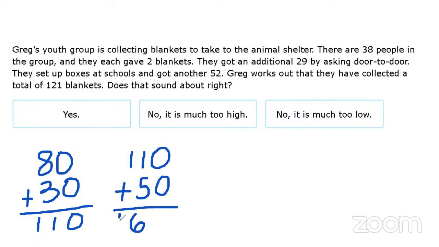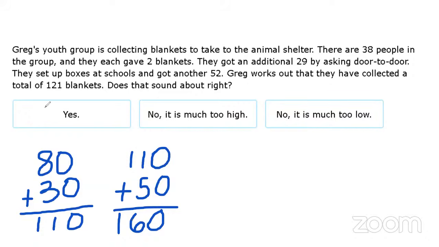Now, of course, some of you would have done the calculation, but we're estimating here. So if Greg said that they collected about 121, but based on our rough calculation we got 160, is it much too high? Is it just about right? Or is it much too low? Now, some of you did your calculation, and I did it too. I calculated 38 plus 38 plus 29 plus 52, and I got 156. Now, 156 is just 4 less than 160.